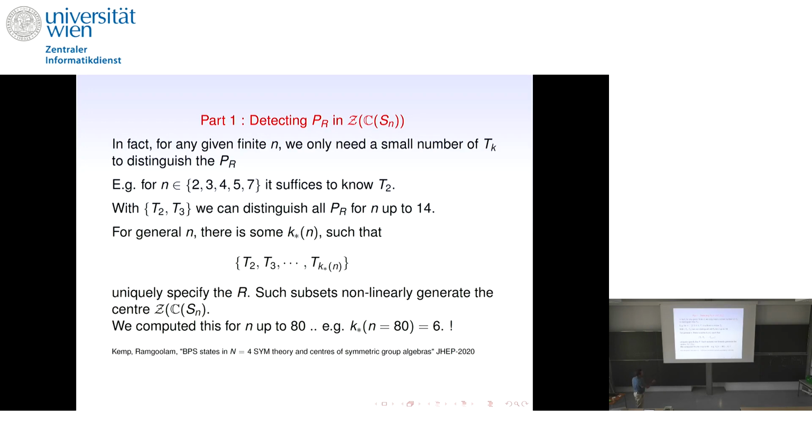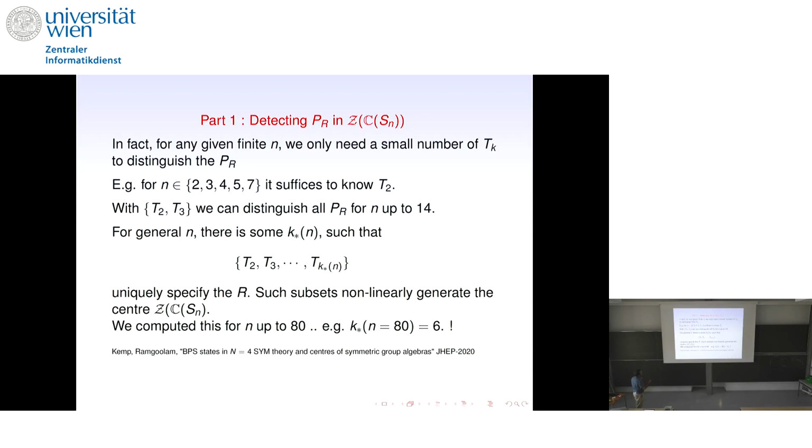So this by itself is enough. So the eigenvalue of this guy is enough to distinguish the Young diagrams. If you want to go to higher n, you add to these 2-cycle operators the 3-cycle guys. And with these two, you can distinguish the projectors up to 14.